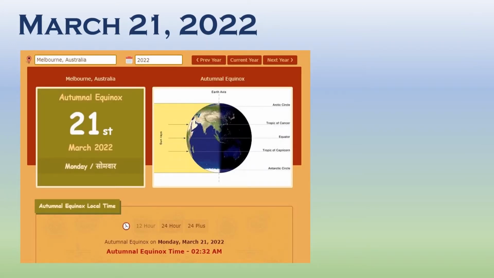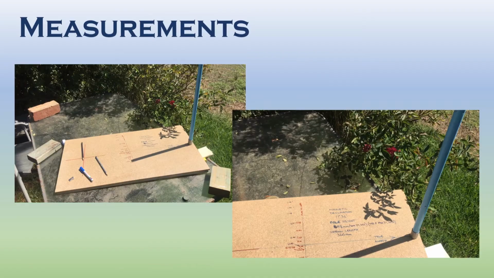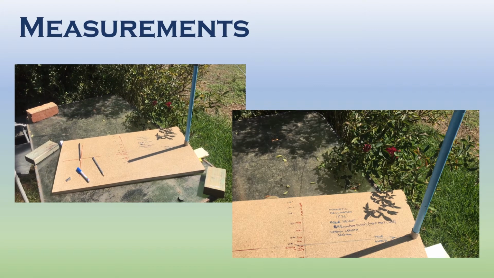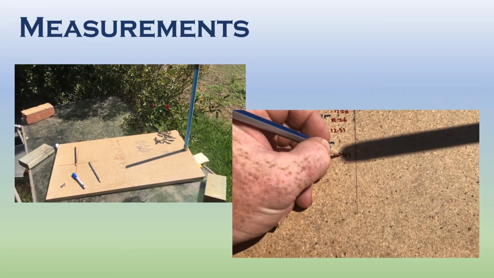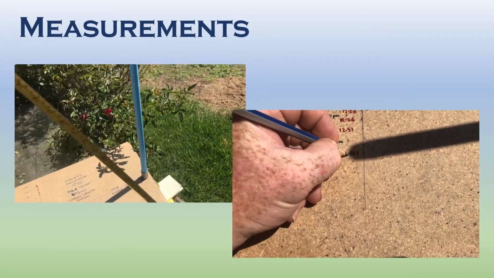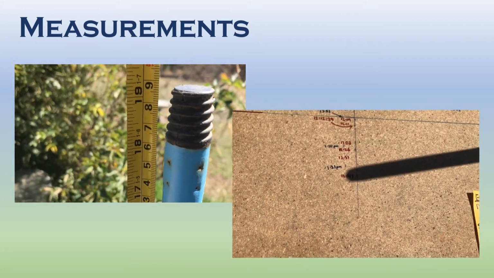The equinox for March 21st, 2022 was actually at 2:32 in the morning. Not a lot of sun at that time of day. So we wait until solar noon, which was at 1:27 and 26 seconds PM. So, doing our measurements, there's my board, which I've actually leveled up this time, and measuring the height of the stick and marking out the shadow at solar noon.